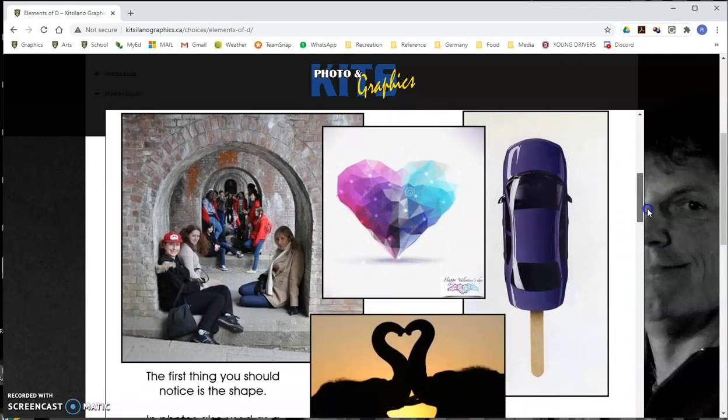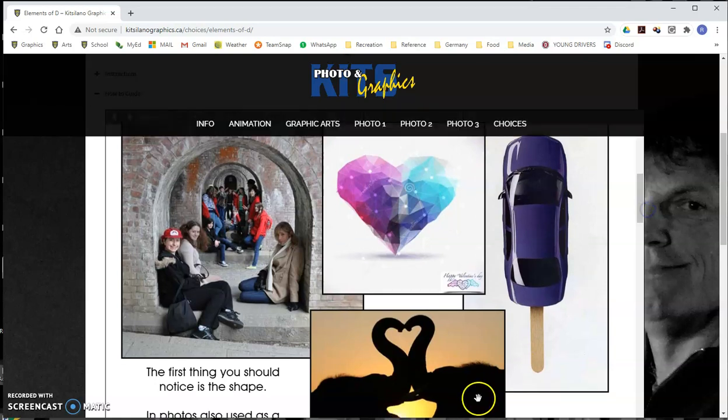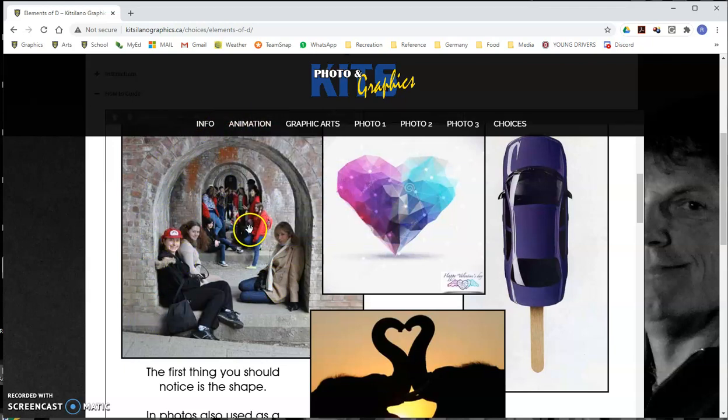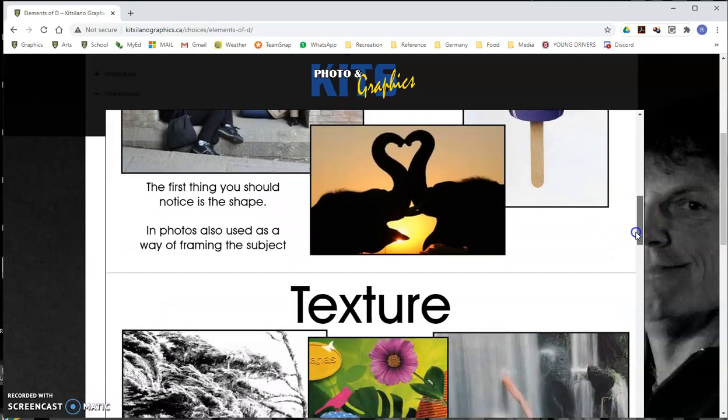Shape means that the shape itself of the photo could be interesting. So it could be something like the silhouette of the elephants, or it could be the archway that is used for framing the people. So often shapes are used for framing. So it could be a window frame, a door frame, or something like that. But the shape itself is what should be interesting.